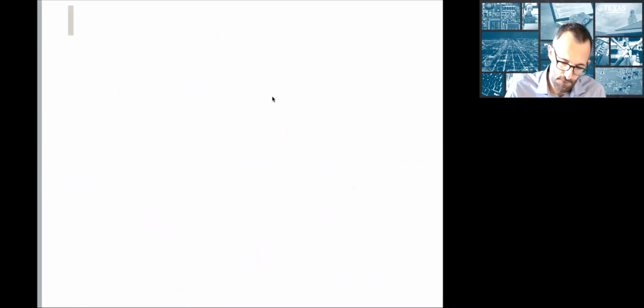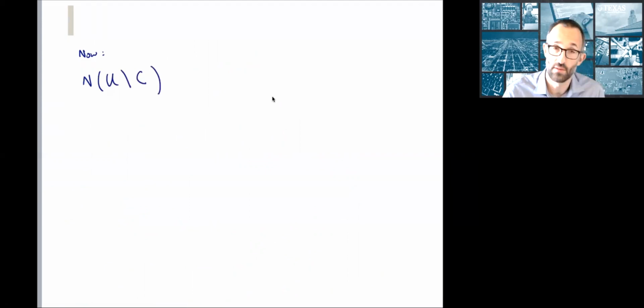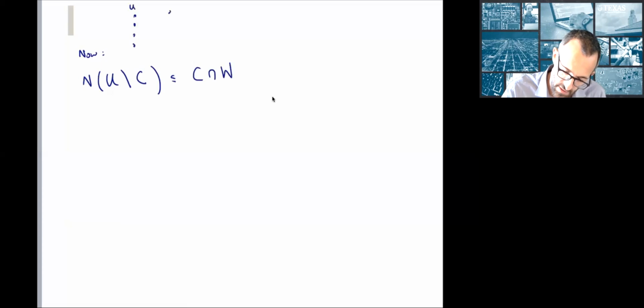So now where do we go from here? What are the neighbors of what's in U but not in the vertex cover? Remember, the vertex cover is a subset of the nodes. So first, we observe that this has to be a subset of C intersect W. Remember, we have our picture here. This is U on the left, and this is W. I'm not making an assumption of whether they're balanced.